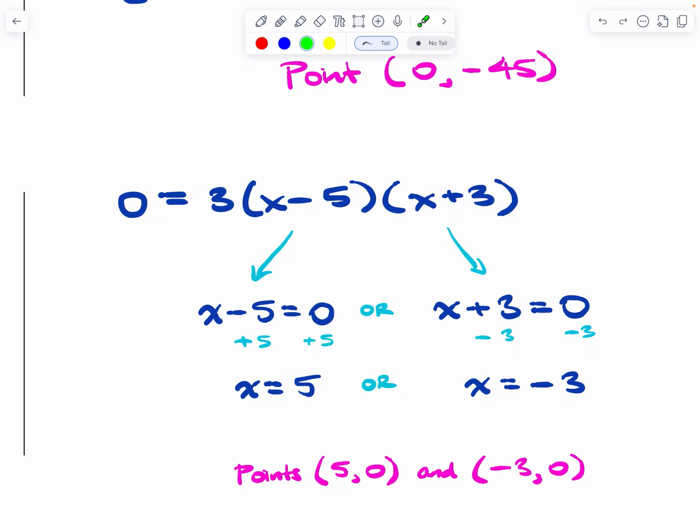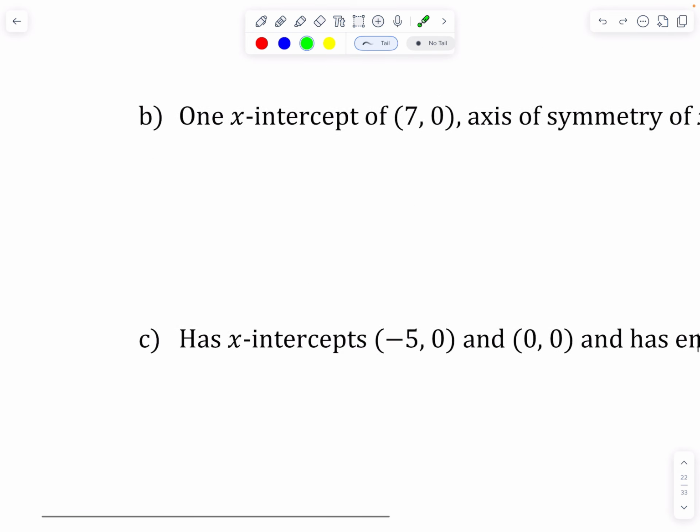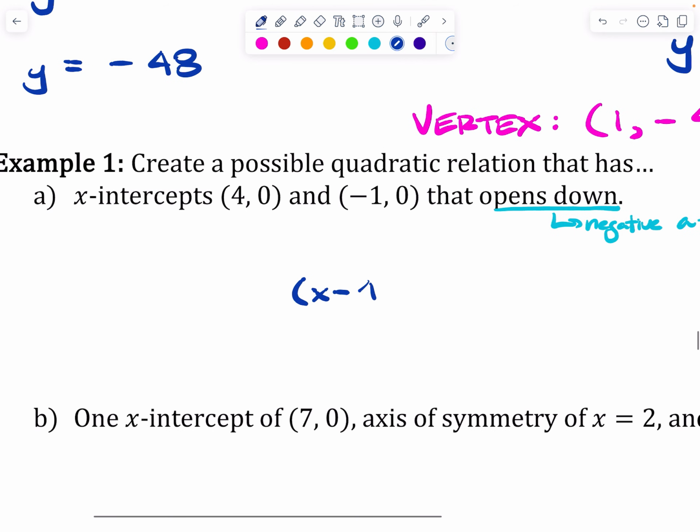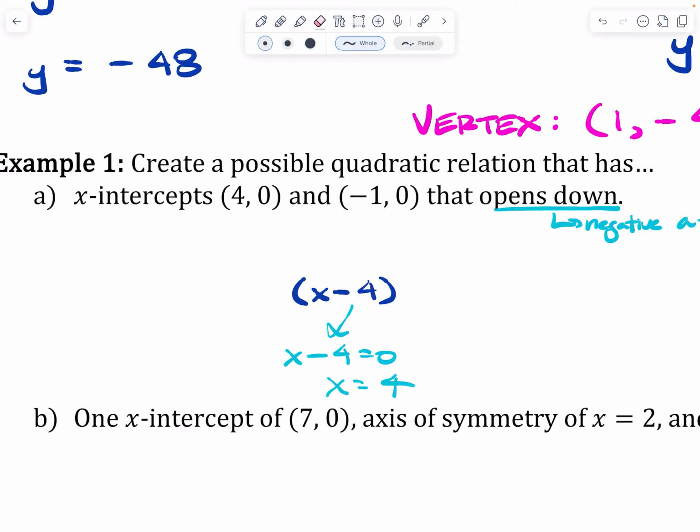So noting that here, the factored form must have included an x minus 4. It must have been there because that way this would turn into an x minus 4 equals 0 when we're finding the x-intercept, and then x equals 4. So that must be in there. And similarly, there must also be an x plus 1.